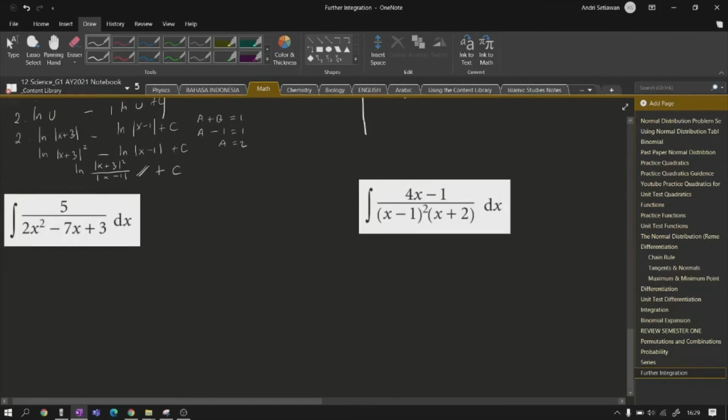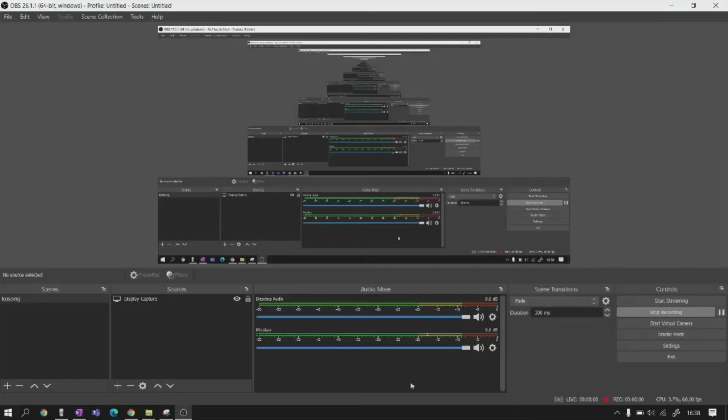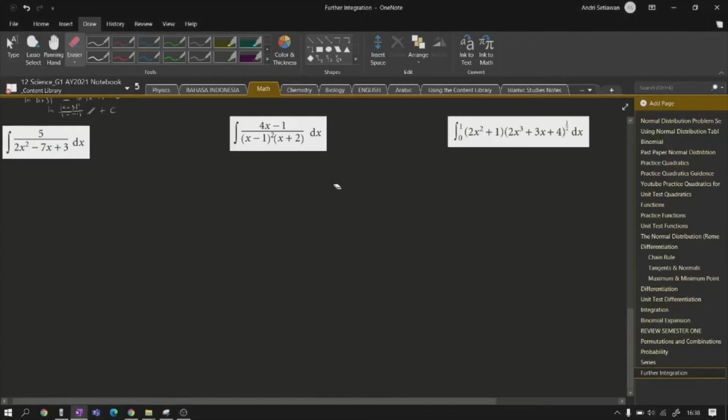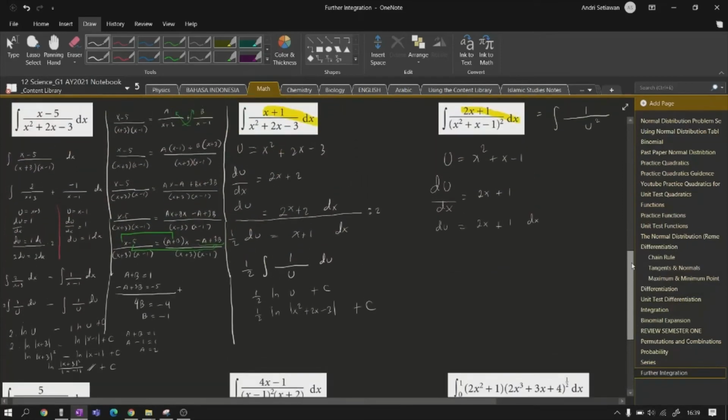This is maybe the last example for today. After this, you can solve it by yourself. You can use this room to discuss this integral and this integral. Let's try to use the technique of integration with partial fractions. This is quite different from the previous example.